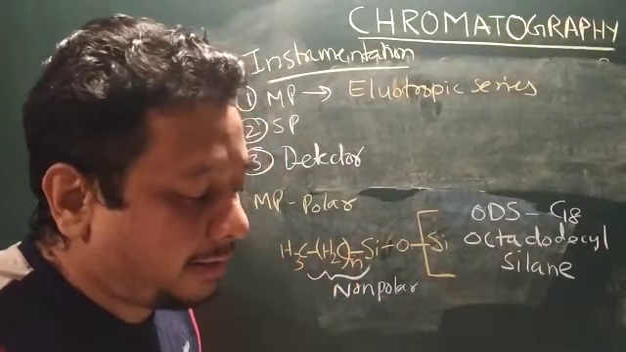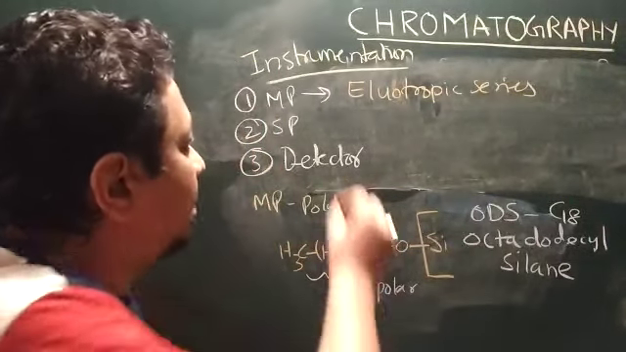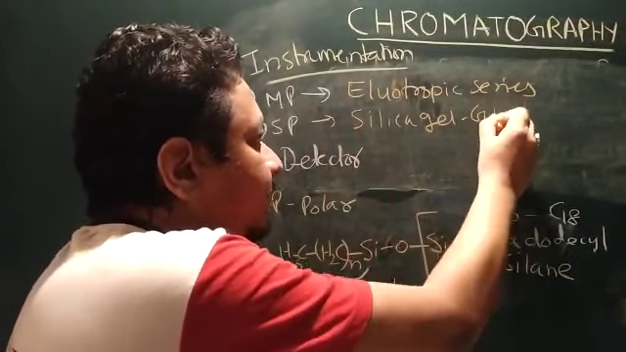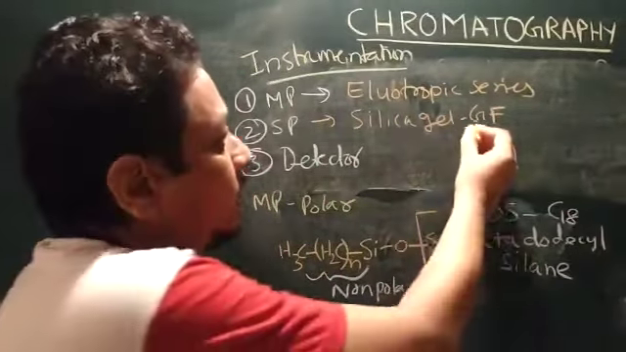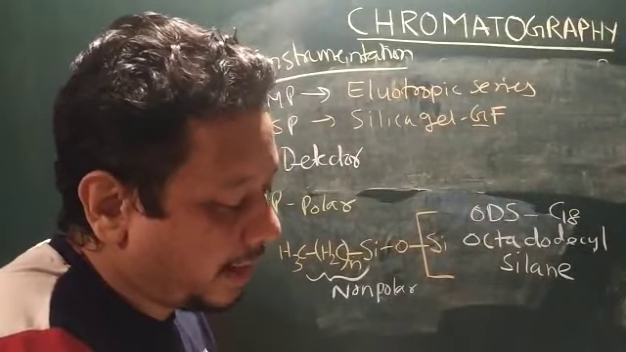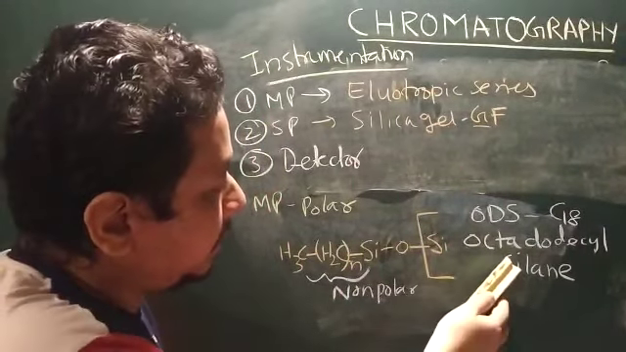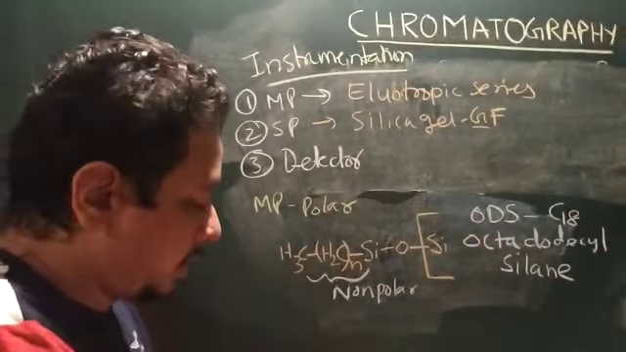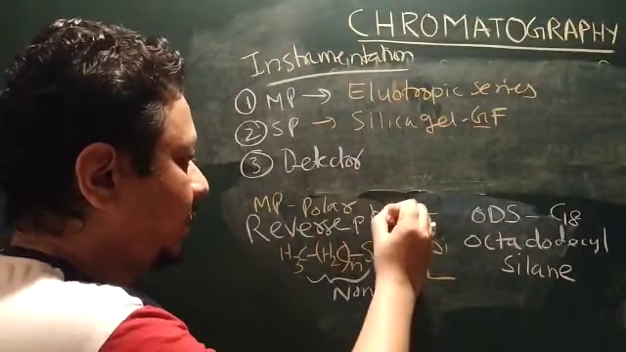After the selection of the mobile phase, the stationary phase is the important fact. We can select silica gel. Sometimes we use gypsum and some fluorogenic material, so silica gel GF, or silica gel only G, which is for gypsum. Then we have ODS. When the stationary phase is non-polar and the mobile phase is polar, this chromatography is known as the reverse phase chromatographic technique.